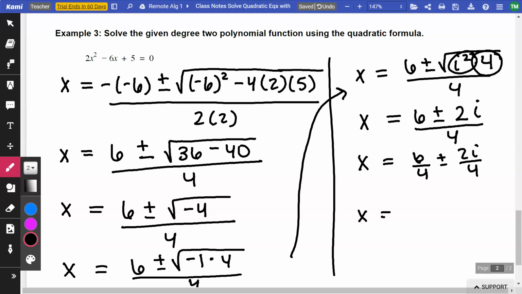And then simplify 6/4 to 3/2. And then 2i over 4 simplifies to i over 2. And I know that because, let's see, 6 divided by 2 is 3, 4 divided by 2 is 2, 2 divided by 2 is 1, so 1i, and then 4 divided by 2 is just 2. And there we go.